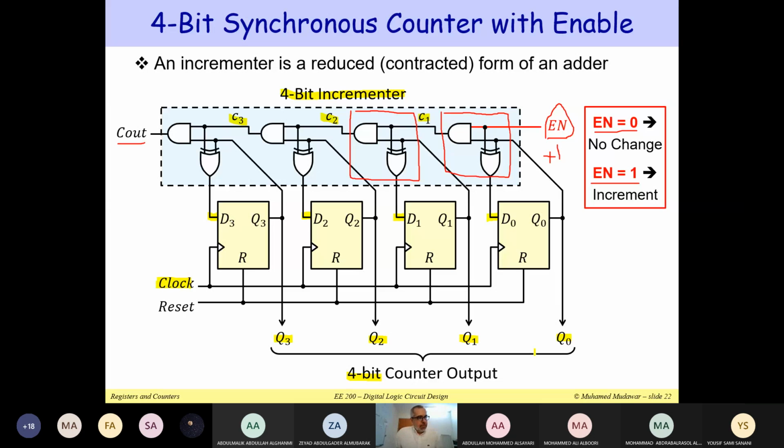Okay, Abdul Malik? Okay, it's clear now. Thank you. Right. Okay, good question. Do you have other questions? Anyone has a question? So that's my 4-bit synchronous counter.